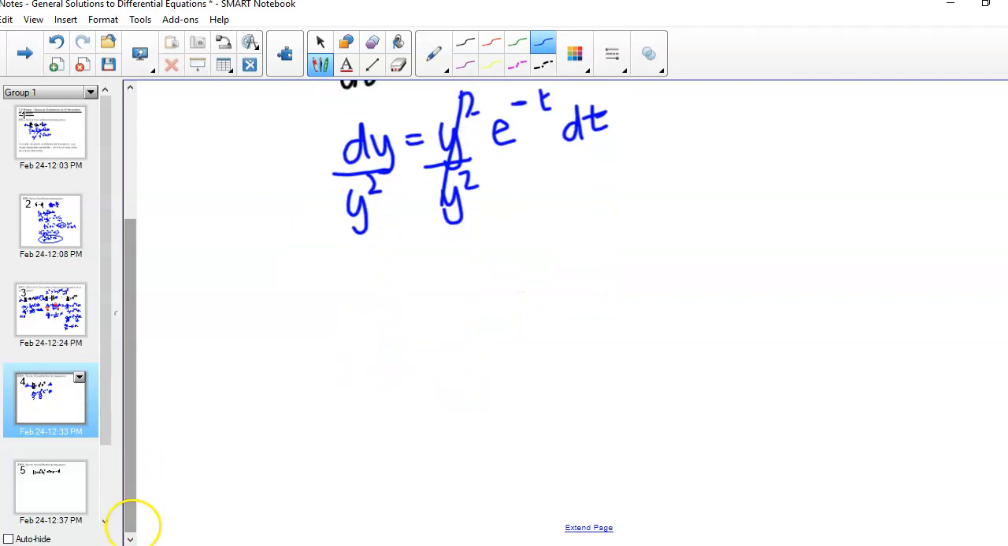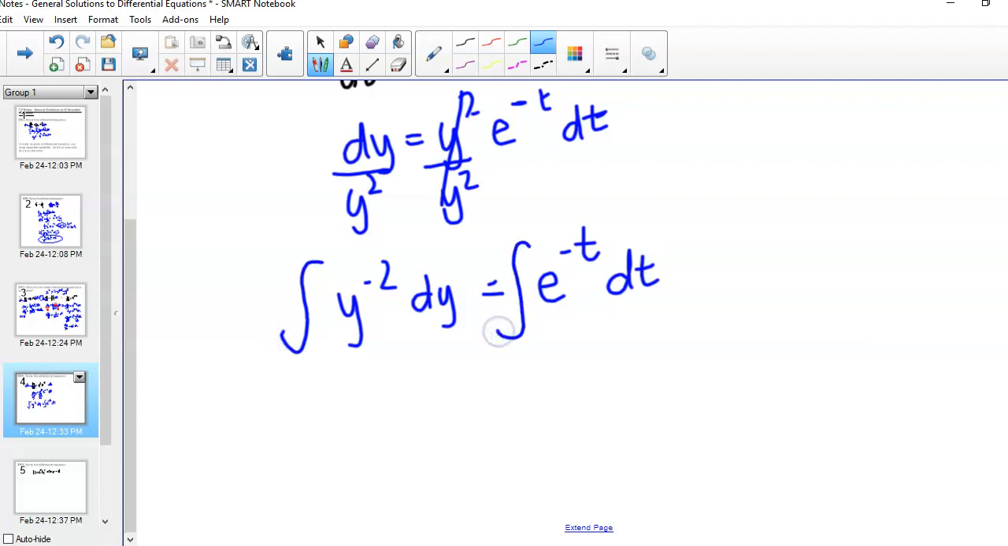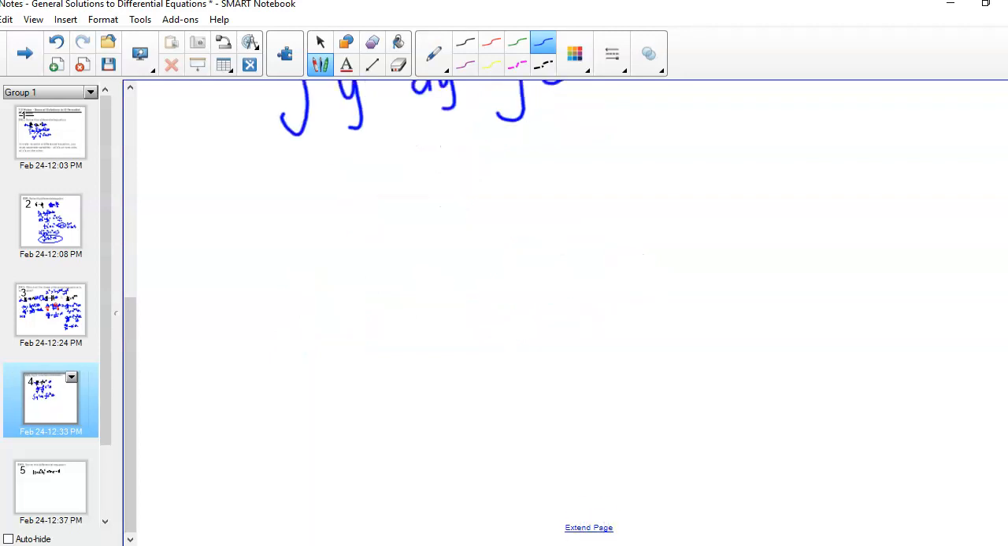And so I could leave this dy over y squared, but instead I'm going to do y to the negative 2 dy. I'm going to use those negative exponents to make that side a little bit easier to integrate. And over here on the right-hand side, I'm going to have e to the negative t dt. Okay, so the time has come that we need to integrate both sides of this equation now that we have these separated.